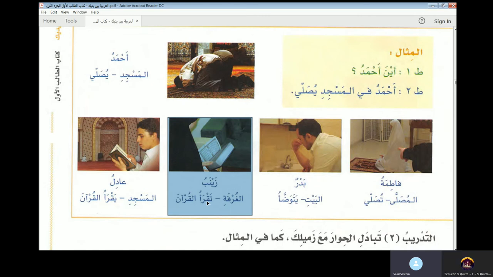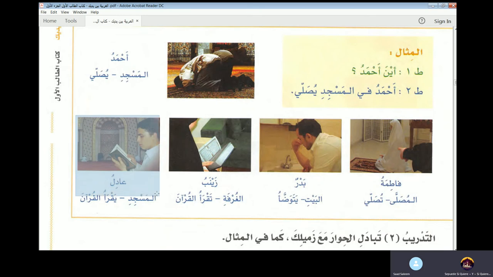Taqra'u al-Qur'an. Zainab is in her room reciting the Quran. She is reading Quran, she is reciting Quran. Zainab is a girl. Ta is also used for girls only, for women only.